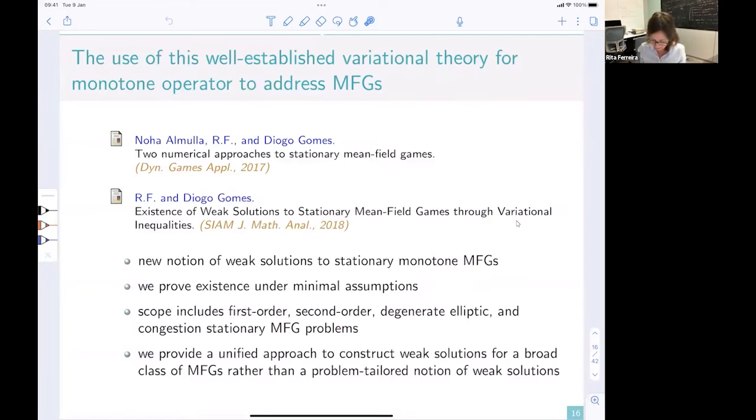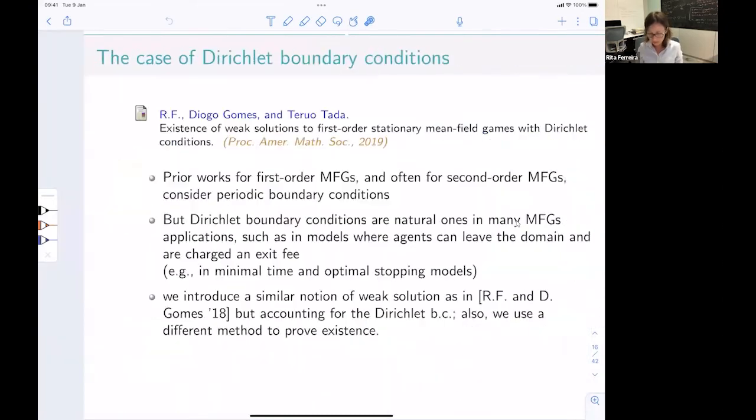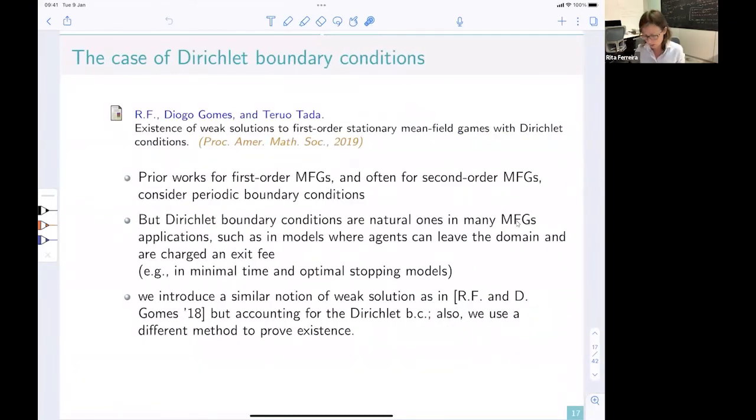But this is stationary mean field games on the torus, which means that we work with periodic conditions. And then we asked the question, and this was a work also with Diogo and Terutada: what about Dirichlet boundary conditions? Can we address that case or not? And as it turned out, we can.